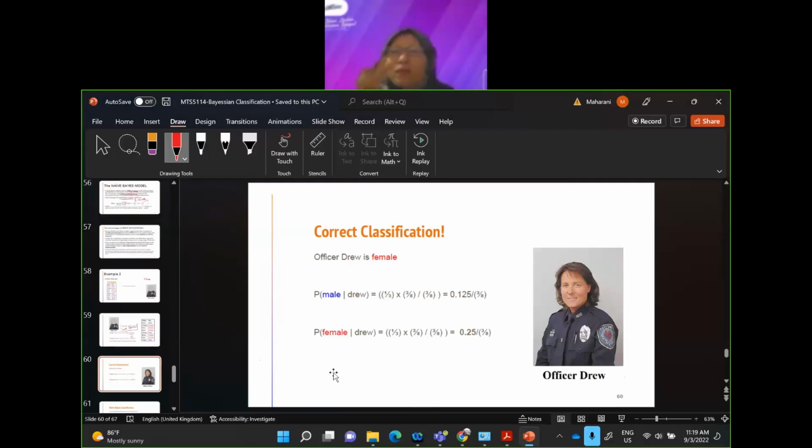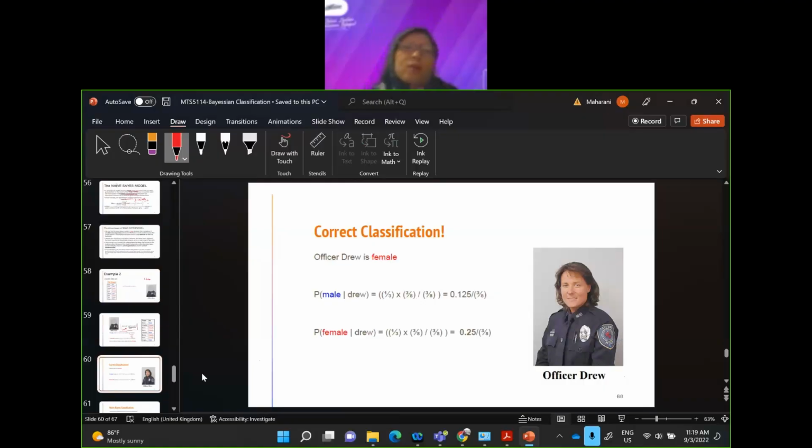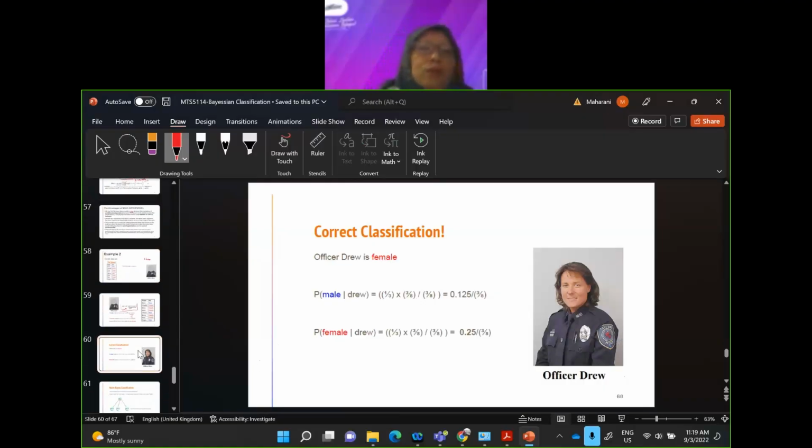Correct classification. So first you just cover the face. We don't know whether the face is female or male, just like playing a game. And also the hair, we don't know what the hair is. So we have to predict whether the name Drew is actually female or male. Because in the data, there are two females but also one male, but you have to make a prediction. So this is the officer Drew.